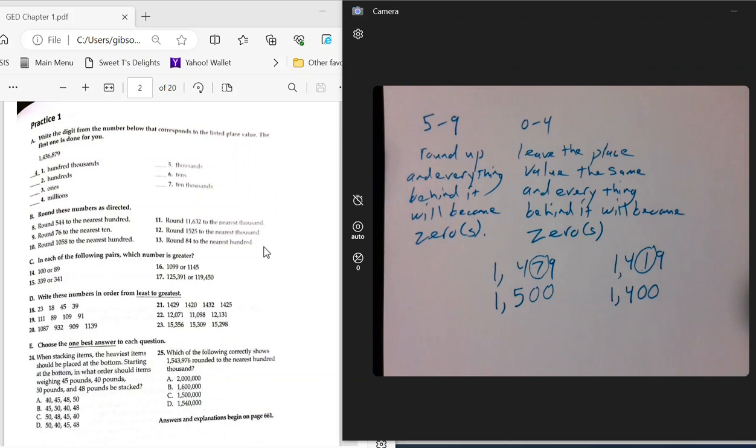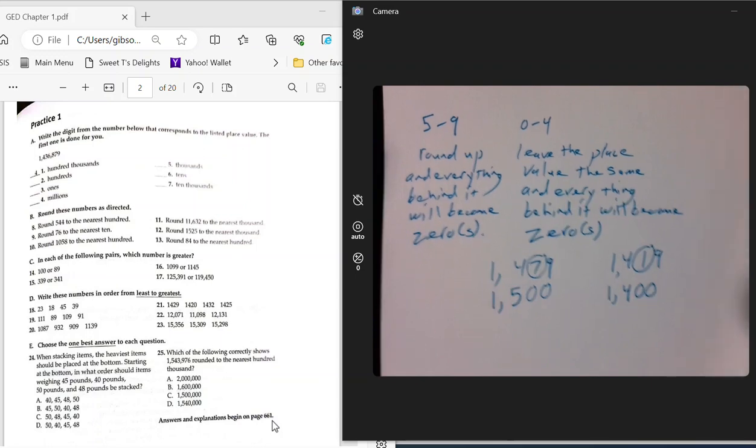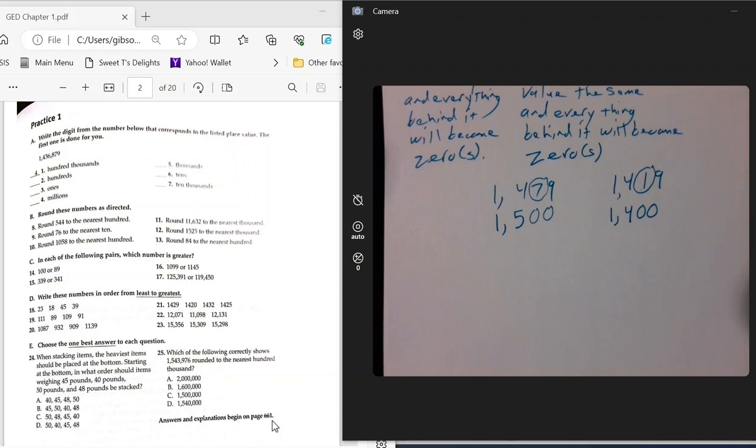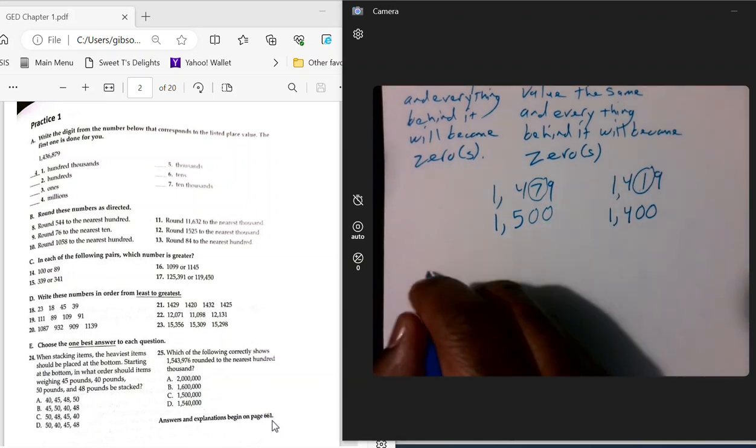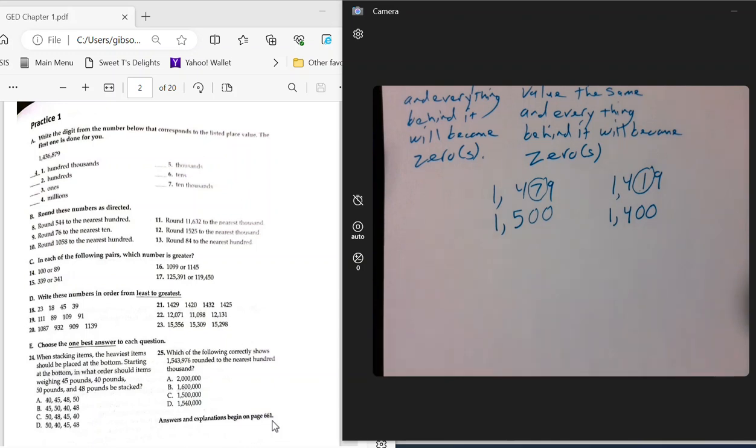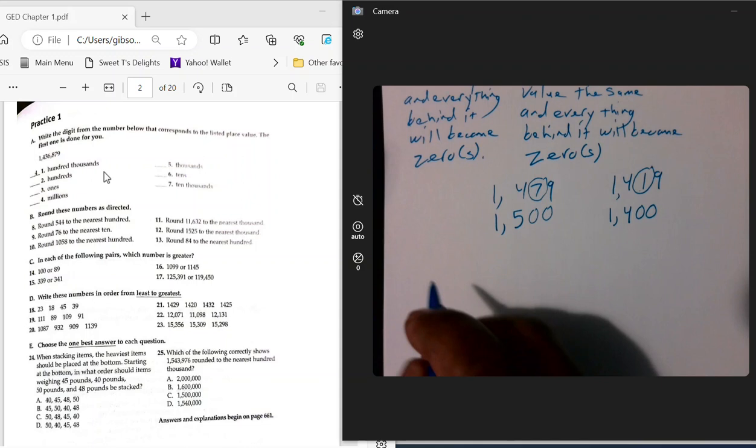Now, if you notice here, it looks like 25 practice problems. And it tells us that the answers and explanations begin on page 661. You will have to look in your individual textbook to see if that's where the answers and explanations begin. But I will go over this. So now we're going to look at practice 1A. It says, write the digit from the number below that corresponds to the listed place value. The first one is done for you. So let me write this down.